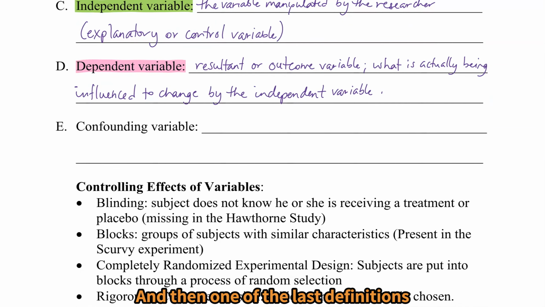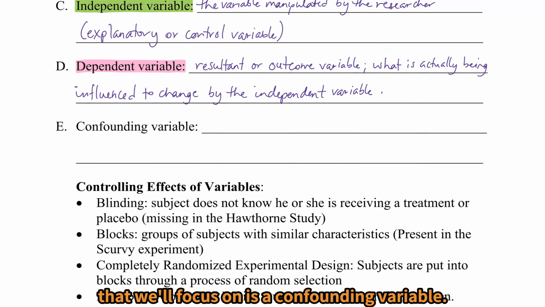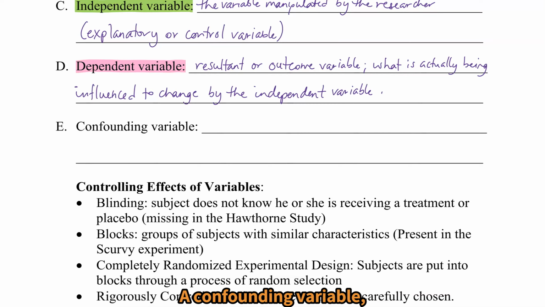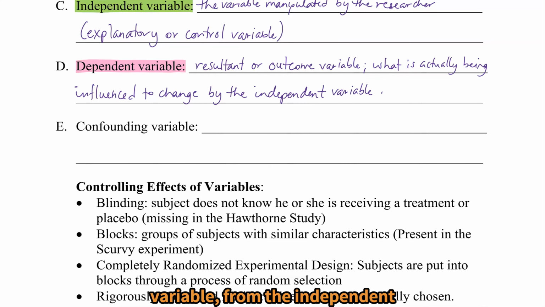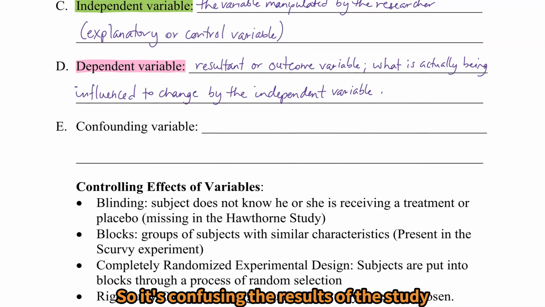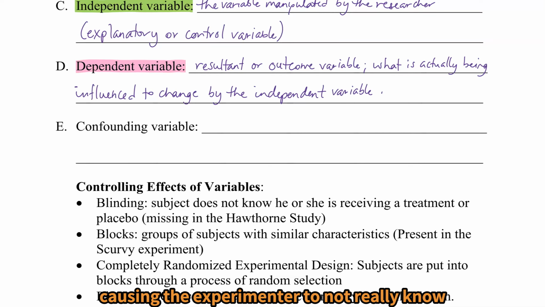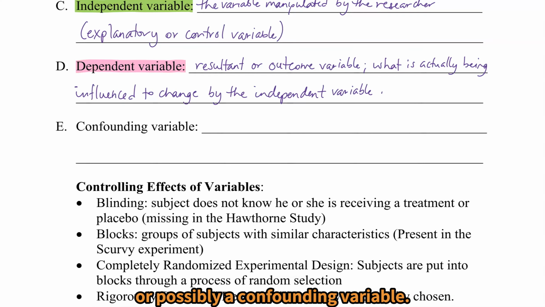One of the last definitions for experimental study that we'll focus on is a confounding variable. Just like confounding means confusing, a confounding variable influences the outcome, but it was not separated from the manipulated variable, from the independent variable in the experiment. So it's confusing the results of the study, causing the experimenter to not really know if the manipulation was causing the outcome or possibly a confounding variable.